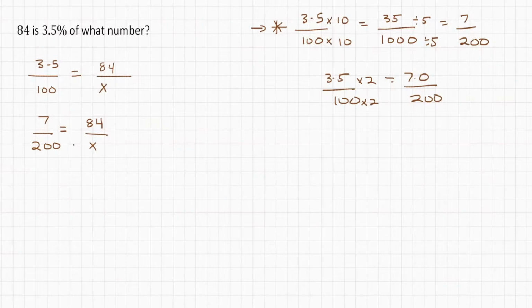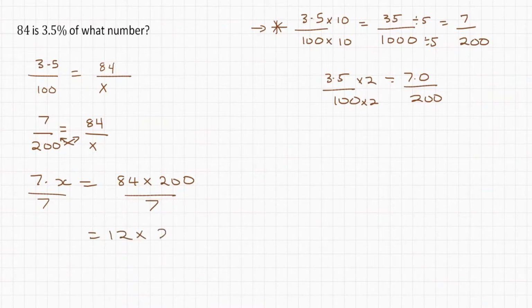So now we're going to do a cross product right here. So 7 multiplied by x is equal to 84 multiplied by 200. So we're going to divide both sides by 7. And then 84 divided by 7, if you know your multiplication tables, that should give you 12 multiplied by 200. So therefore, x is 12 multiplied by 2 is 24. Then we add the 2 zeros to the end. So therefore, 84 is 3.5% of 2,400.